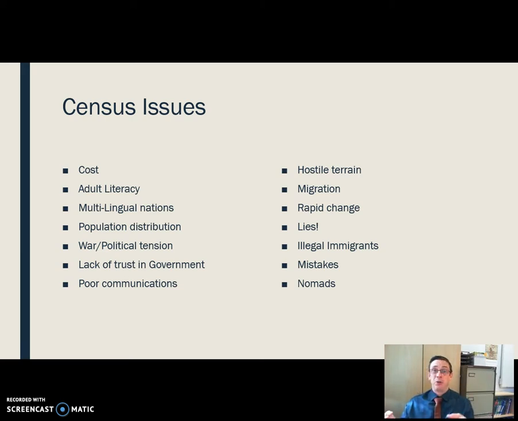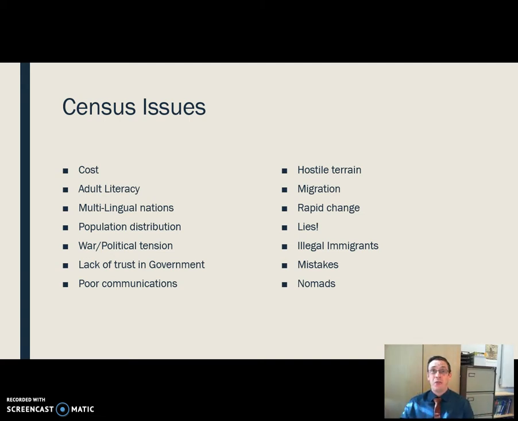I've just talked about literacy there. If you don't have a very high rate of literacy in your country, that can be a big problem because how do people fill in the form? If they can't write, they can't fill in the form. If they don't have a very good reading comprehension, they don't understand what the form wants them to do. So again, then that calls back onto increased cost. Another thing that can hugely increase cost is if your nation is very multilingual.